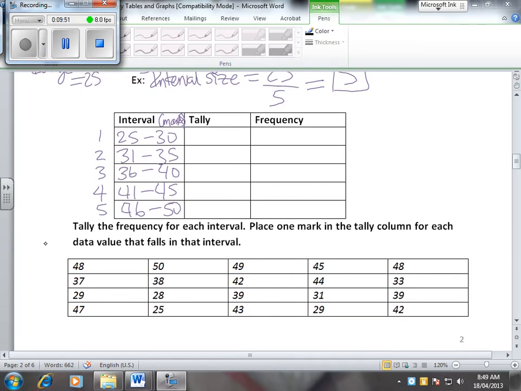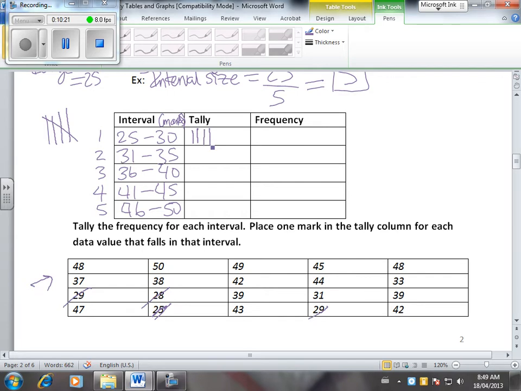Okay, and then what we do is tally, and by tallying we mean just like you've always done in, you know, keeping score. We're going to tally like that. So let's look for 25 to 30. And here's our data down here. So we have 25. So anytime you see anything between 25 and 30, we can write it down. I see 29, 28, and then over here, 29. So there's 4 within the first interval. The second interval is between 31 and 35. And it looks like we have 1 here, so there's 31 and 33. So there's only 2 there.